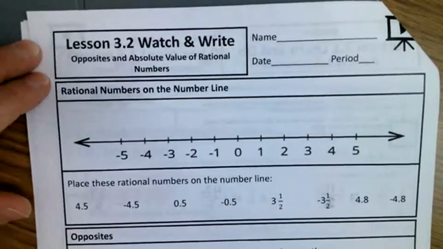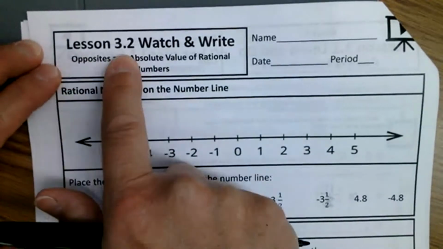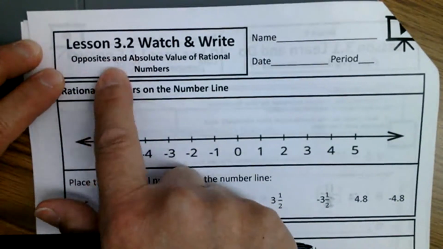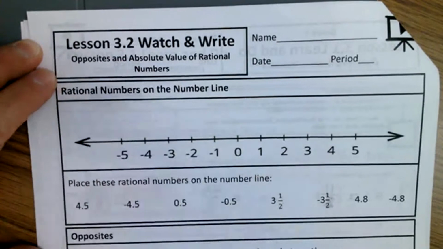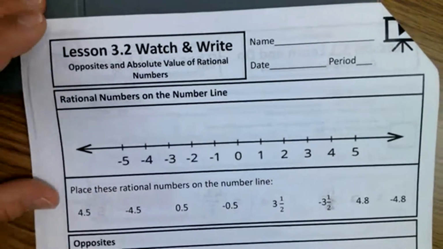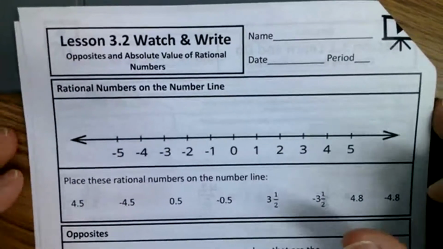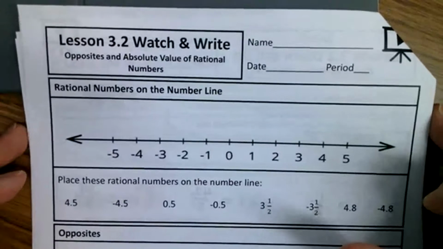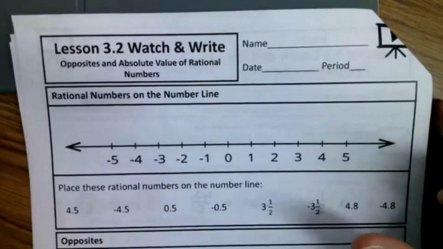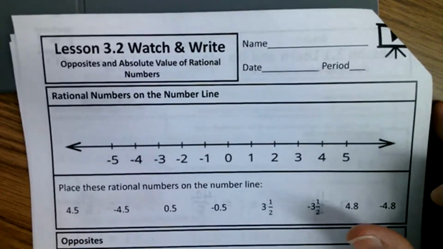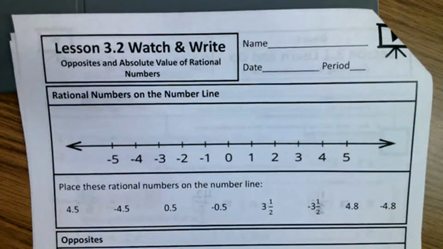Okay, this lesson is 3.2. The lesson is called Opposites and Absolute Value of Rational Numbers. In the last lesson, you learned what rational numbers are. They're basically all of the numbers: positives, negatives, zero, and all the fractions and decimals.